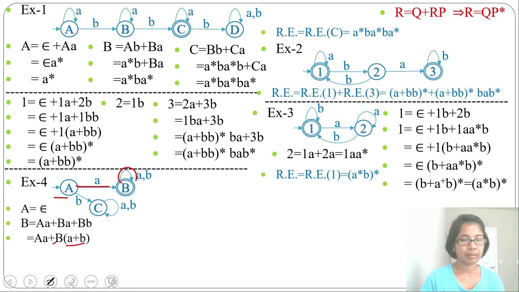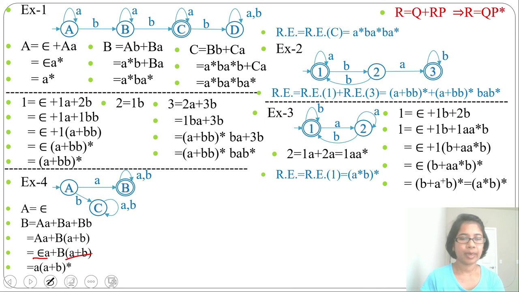This is alphabet A, B. Now, what is the value of A? The value of A is epsilon. Just substitute epsilon here. Then epsilon A plus B(A plus B). Now, what is R? This B is R. This epsilon A, that is our Q. This B is R and A plus B is P. So, it will be Q P star. It will be A, then (A plus B) whole star. This is our Q, A plus B, that is our P. So, (A plus B) whole star.